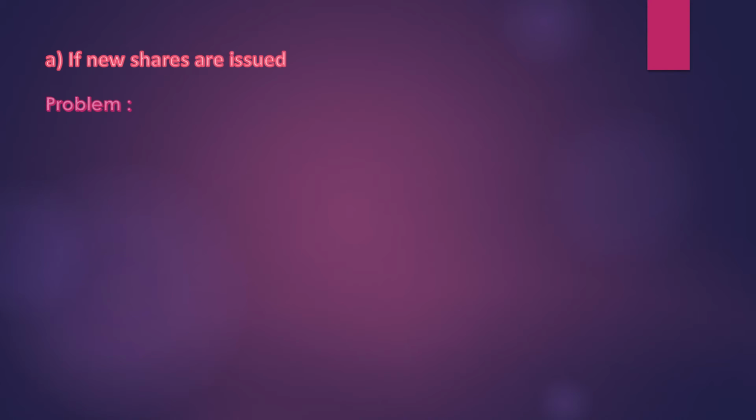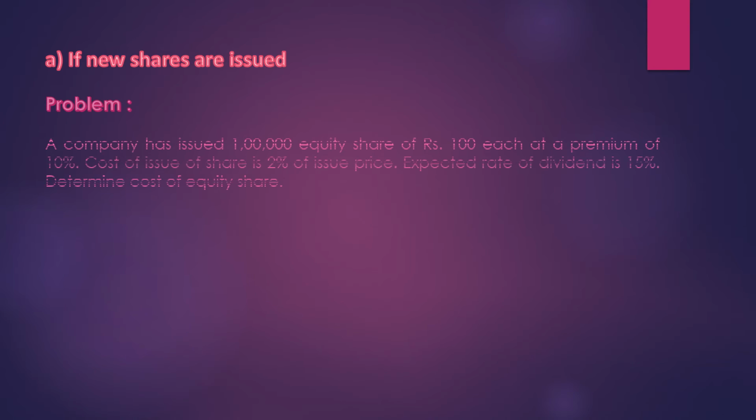Now I am going to give you an example, and by this example we can easily understand the calculation process. A company has issued 1 lakh equity shares of rupees 100 each at a premium of 10%. Cost of issue of equity share is 2% of issue price. Expected rate of dividend is 15%. Determine the cost of equity share. Now I am starting the solution.